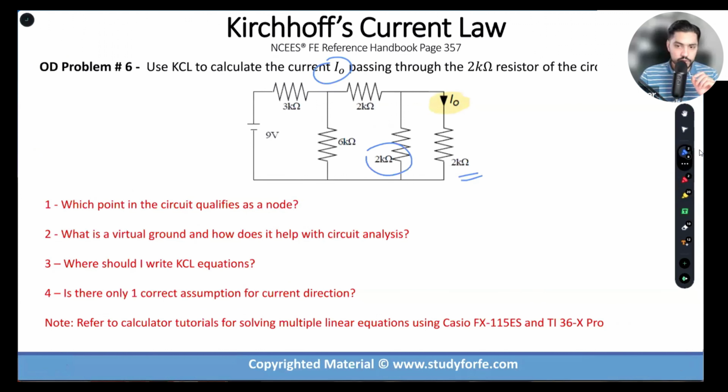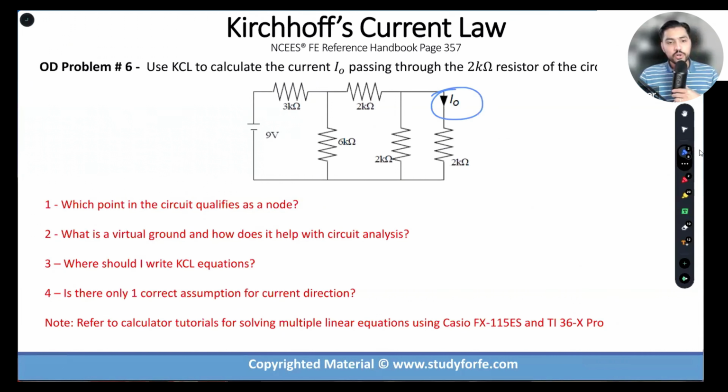Not the current flowing through this 2K resistor, not this 2K resistor, not through this 6K, this 3K, and so on. Is that clear? All right, guys. It is one of those things where students waste a lot of time, energy, and effort if they get overwhelmed by the question and decide to analyze the entire circuit inside out. That's not necessary. You may have to go through several steps until you get to I naught, but always keep your eyes on the price.